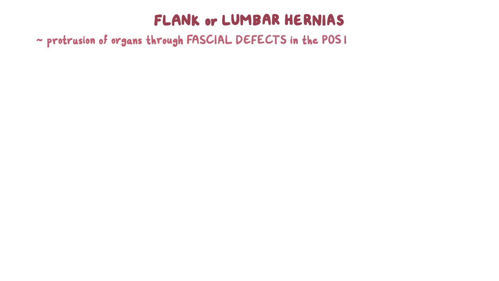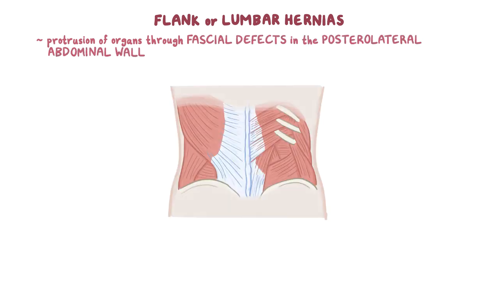Finally, there are flank or lumbar hernias, which are when there's a protrusion of organs through fascial defects in the posterolateral abdominal wall. Lumbar hernias arise in one of two possible triangular defects in the lumbar region.